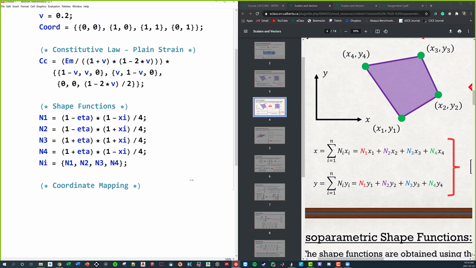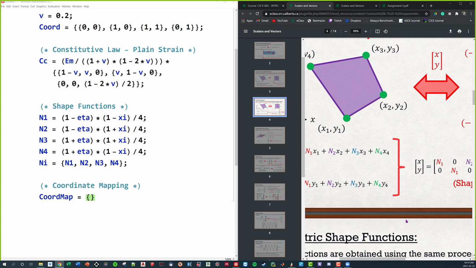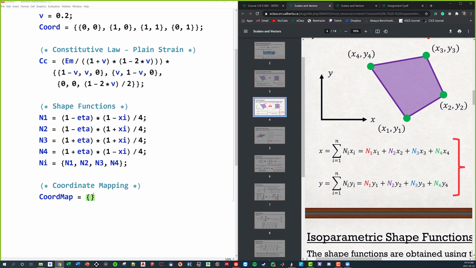So what we're going to do is say that our coordinate map is simply going to be a vector. Now, if we look down here, we said that we wanted to make our vectors simply x and y. So I'm going to say our coordinate vector is equal to x and y. But I haven't defined what x and y are yet. It's actually really simple, because we're going to come down here and say x is equal to, and if we look here, x is simply the summation of our shape function multiplied by the coordinate at that point.